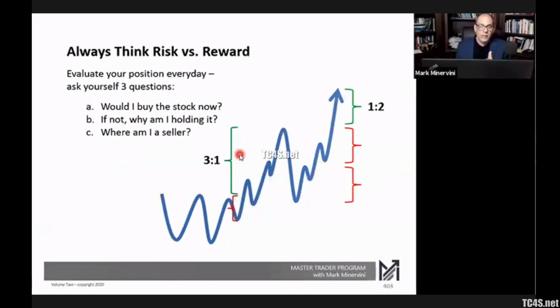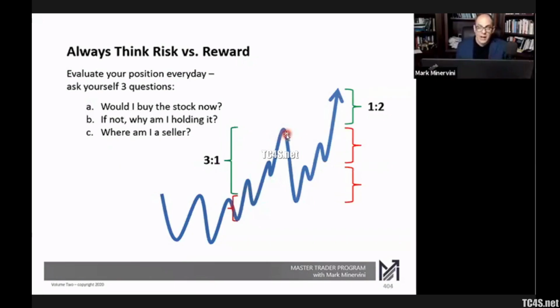So the key is you want to evaluate your position every day and ask yourself a few questions. One, would I buy the stock right now? Would I buy this right now? So if this stock is up here, it's extended, and you say to yourself, would I buy it right here? No, it's extended from the base. Obviously, we wouldn't buy it there. Okay, so then you have to justify, why am I holding this stock if it's not a buy?